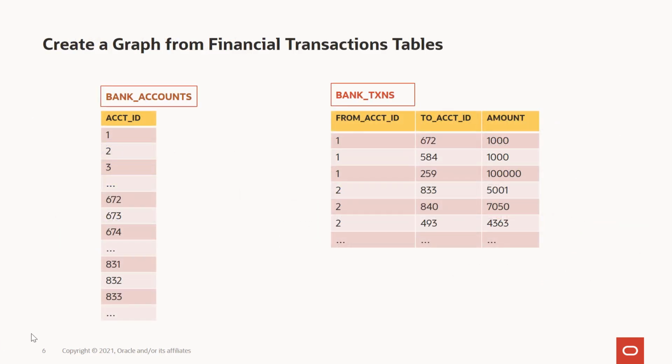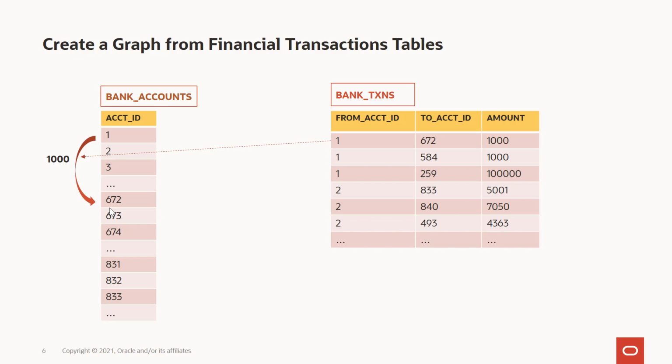So let's take those two tables and see how you would create a graph from them. You have the accounts table and the transactions table. Every time there is a cash transfer transaction, as you can see here, from account ID 1 to account ID 672, that can be modeled as an edge. And every account in your bank accounts table can be modeled as a vertex. So here you have an edge that goes from account ID 1 to account ID 672.